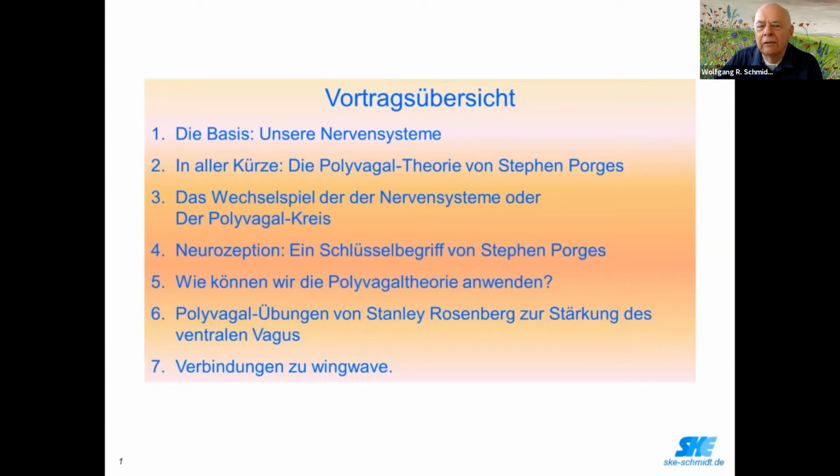So this is the agenda for today's presentation: the basics of our nervous systems, what is the polyvagal theory by Stephen Porges, what's the interplay of the nervous systems, what's the polyvagal circle, what is neuroception, a new key term coined by Stephen Porges, and how can we apply the polyvagal theory in our practice. Eventually I will show you some polyvagal exercises developed by Stanley Rosenberg to strengthen the ventral vagus nerve. And last but not least, show you the connections to wing wave.